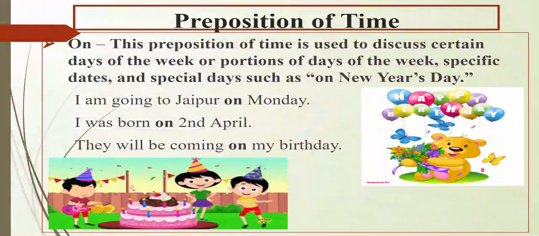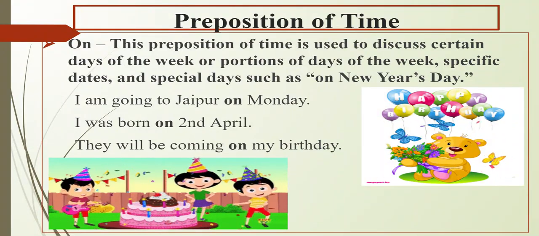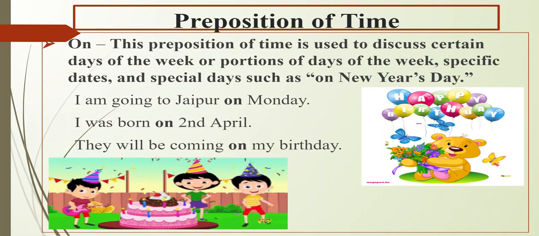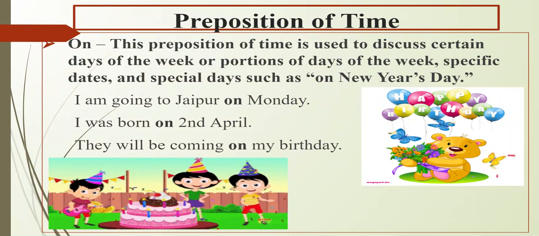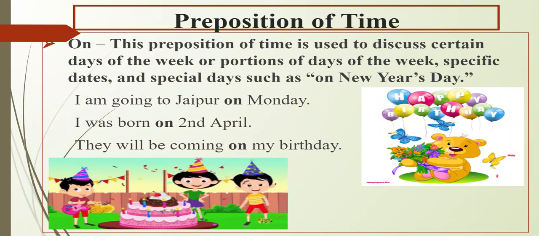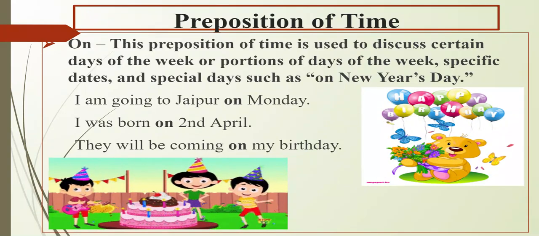On. This preposition is used to discuss certain days of the week. I'll meet you on Monday. I was born on 2nd April. So days of the week, specific dates, when I'm saying I was born on 2nd April, or some specific days such as on New Year's Day.